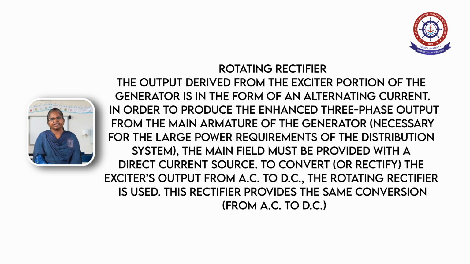Rotating rectifier. The rotating rectifier plays a major role in the brushless alternator. This rotating rectifier is connected with the output of the small alternator. The small alternator produces the AC output. That AC output is given to the rotating rectifier. This rotating rectifier converts this AC to DC. This DC is used to excite the main alternator.